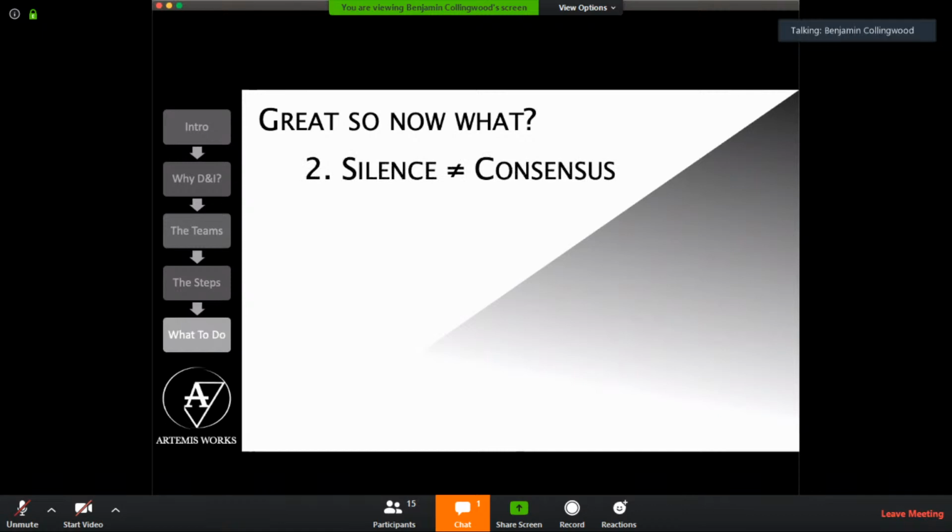So, point 2. This is important as well, and it builds on what we've talked about just now. Silence doesn't equal consensus. By this, I mean quiet people not disagreeing with you does not mean that they don't disagree. Just because someone doesn't say that they don't agree doesn't mean they agree, which is a very poor way of wording it. You get my point.